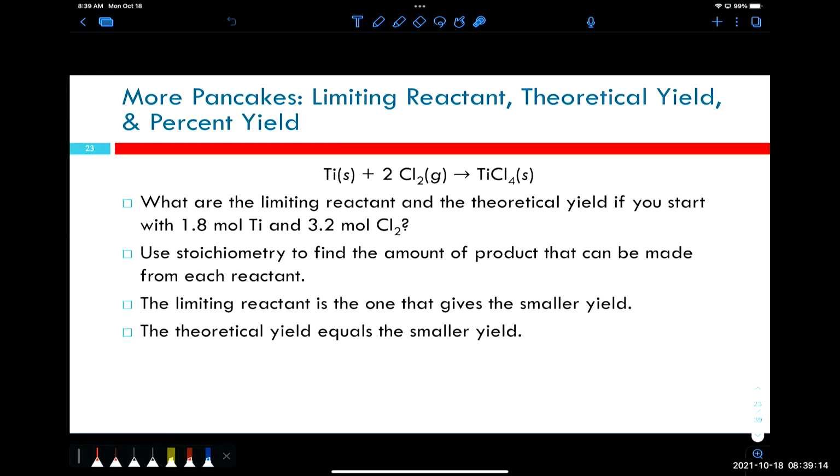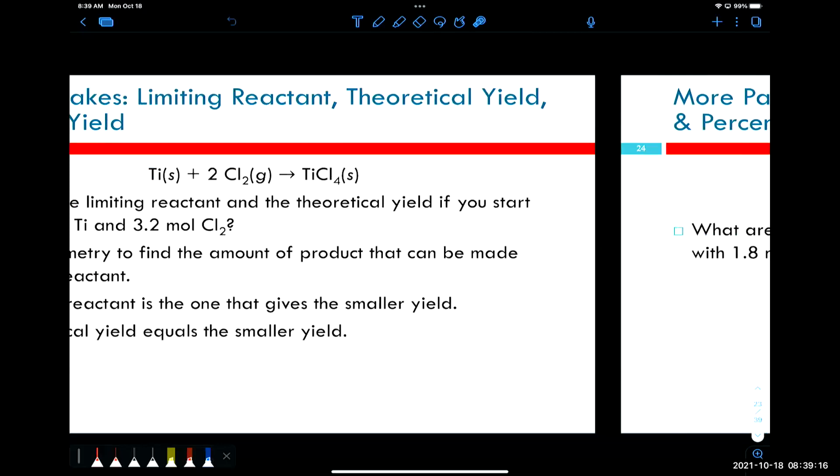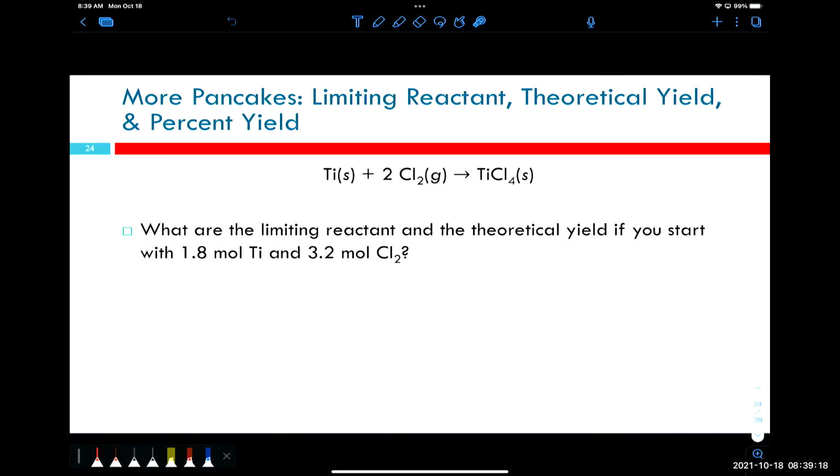So we're going to calculate this now, right? What is the limiting reactant and theoretical yield if you start with 1.8 moles of titanium and 3.2 moles of chlorine?